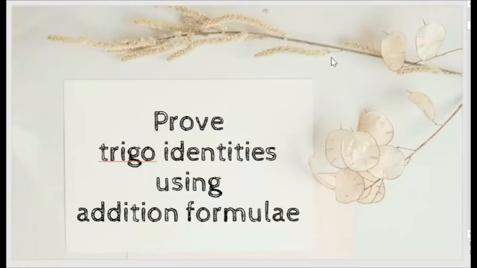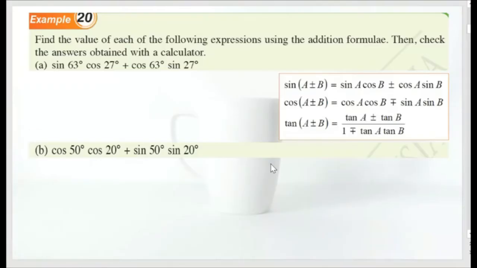Now I'm going to show you how we prove trigonometric identities by using the addition formula. These are the three addition formulas, which will be provided to you during the SPM examination. So what you need to do is differentiate, and know which one is positive and which is negative, and which one to use.